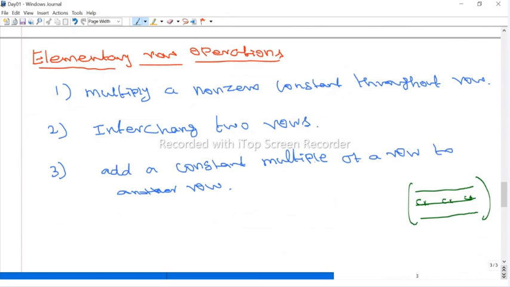Suppose we call the first row R1, R2 is the second row, R3 is the third row. So now what I did, I multiply C times R2. That means we multiply a non-zero constant to each element of the row. That is one kind of operation.